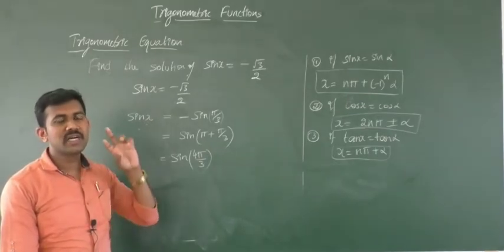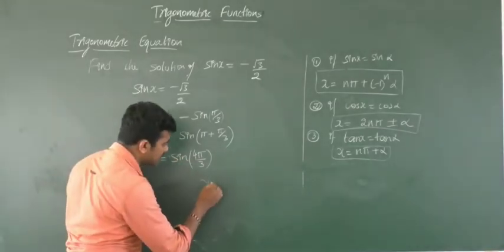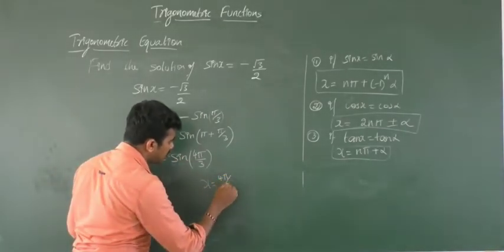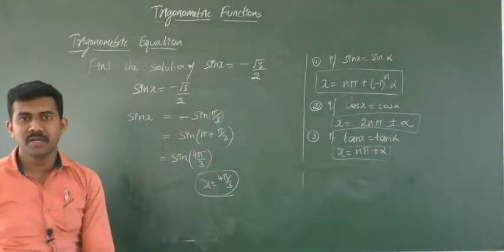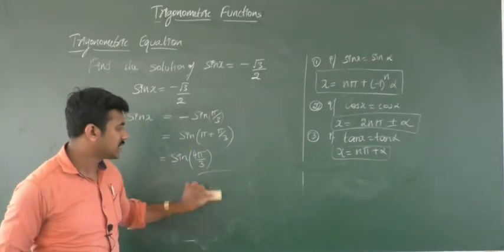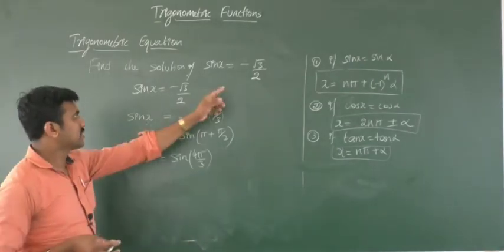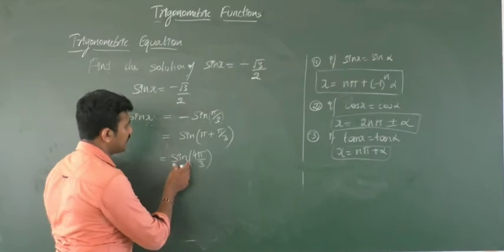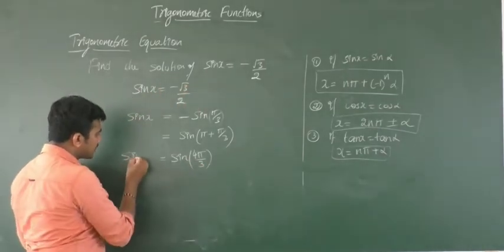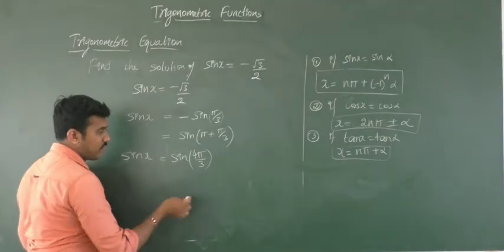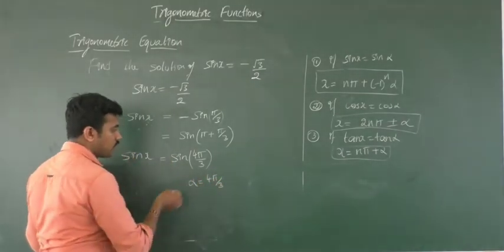But what is the general solution? The principal solution you got here is x is equal to 4 pi by 3. This is the principal solution of this equation. But here we need to write the general solution. So here we can consider the alpha value. You can observe sin x is equal to sin alpha, it is in the form sin x is equal to sin alpha. We got the alpha value as 4 pi by 3.